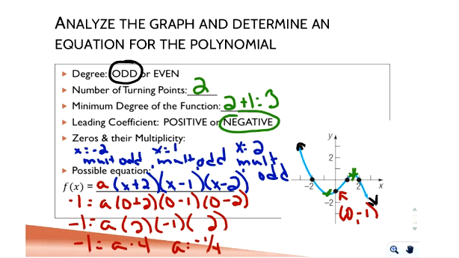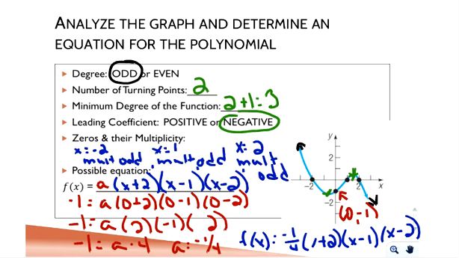So my final answer for my function as a possible equation: negative 1/4 times x plus 2, x minus 1, x minus 2. Right, want to try another?